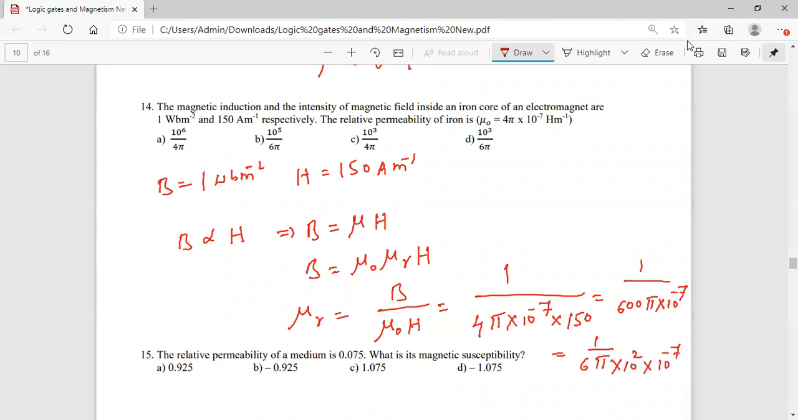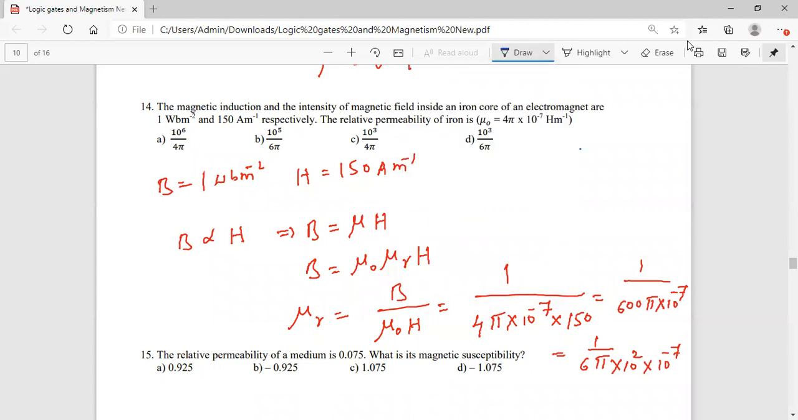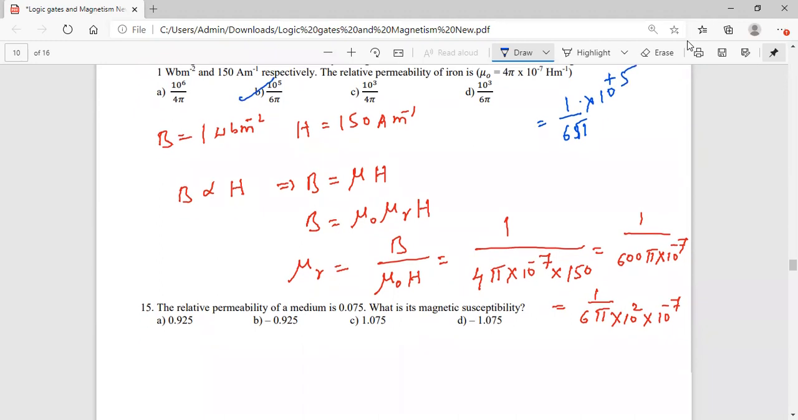That gives 1 by 6 pi into 10 to the power of minus 5. It comes to the numerator, so it's a plus 5: 10 to the power of 5 by 6 pi. Option B is the correct answer.